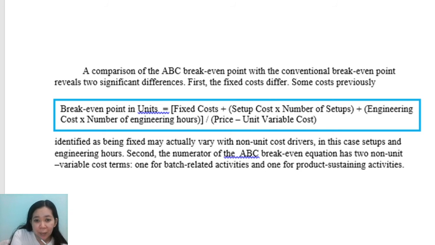Okay, so a comparison of the ABC break-even point with the conventional break-even point reveals two significant differences. First, the fixed cost will differ. Some costs previously identified as being fixed may actually vary with non-unit cost drivers, in this case, setups and engineering hours. Second, the numerator of the ABC break-even equation has two non-unit variable cost terms, one for batch-related activities and one for product-sustaining activities. So the formula is also presented.